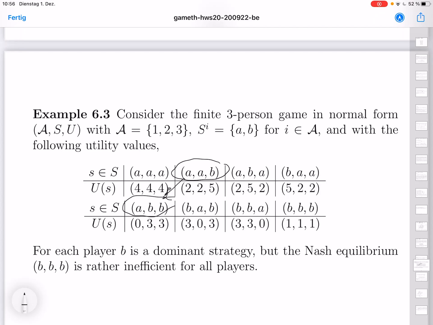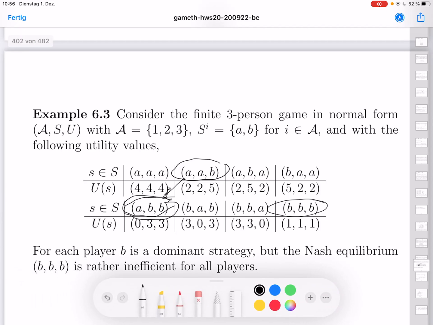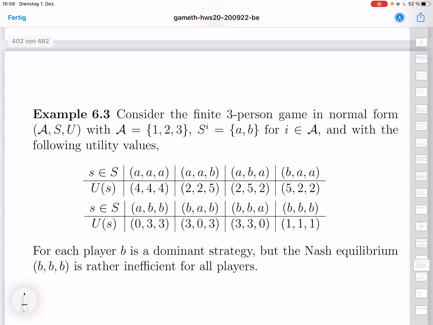So now finally, if we are here and player 1 has to choose between A and B, then he has to choose between 0 or 1, and if he chooses B, he gets 1, but the other 2 players' utility decreases to 1. So this shows that for all the 3 players, the strategy B is dominant. But if they could cooperate and would all choose A, they would get, of course, together much more. So it is quite close to the prisoner's dilemma.